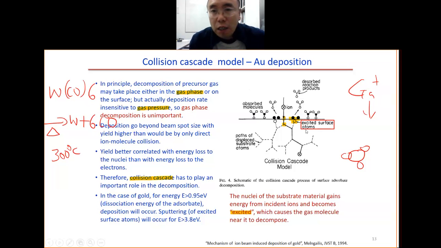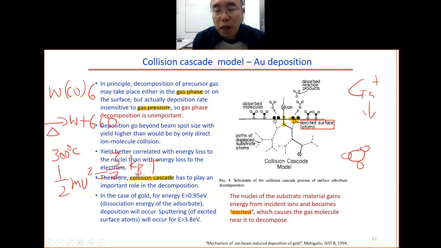But here, what we have is the collision cascade. It becomes excited. For the heating case, we know a higher temperature is related to this term: 1/2 mv squared equals 3/2 k, the Boltzmann constant, times T. So you can see that a higher temperature, like 300 degrees, gives you a higher speed and higher kinetic energy. But here it's the same thing.